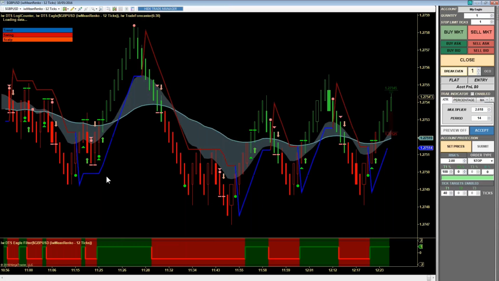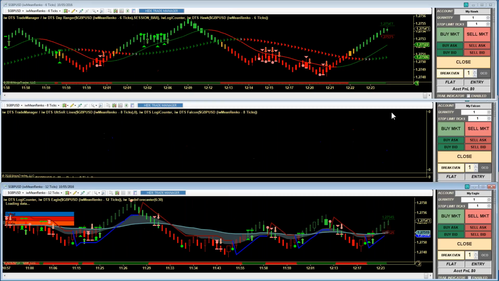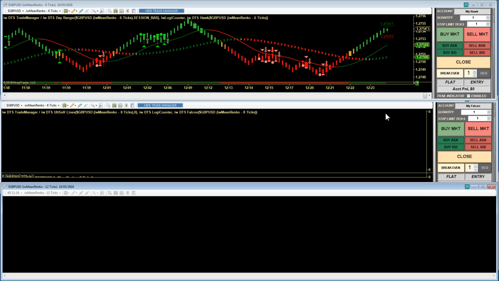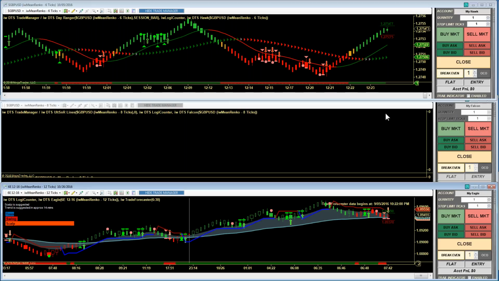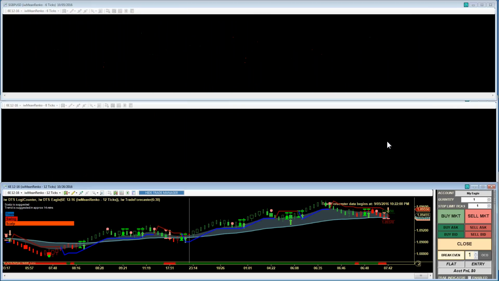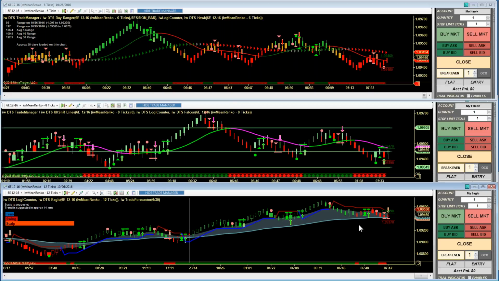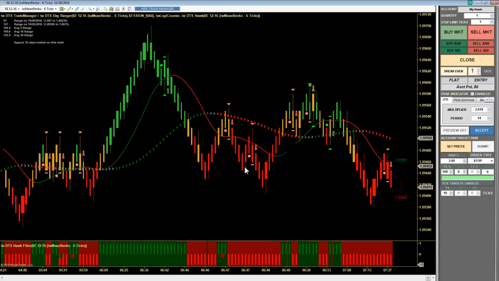Let's take a look here at the euro. I'll get the euro dollar. This is the futures version, the 6E. And then Moses, we'll take a look at the Dow. All right, so here's the euro dollar. Here's the euro dollar on the Hawk. A little bit of a sideways session.